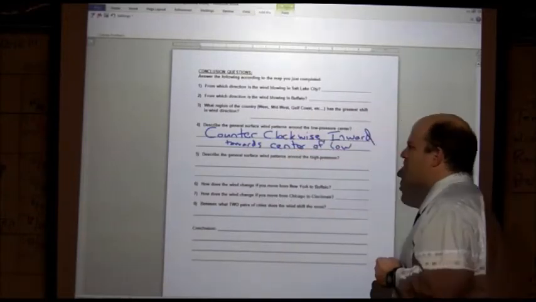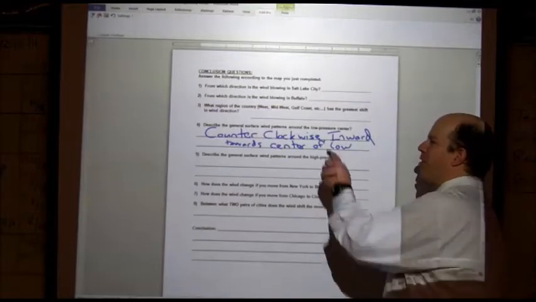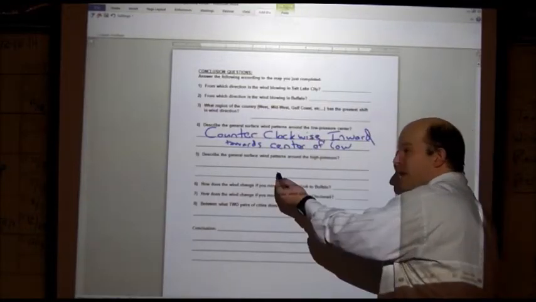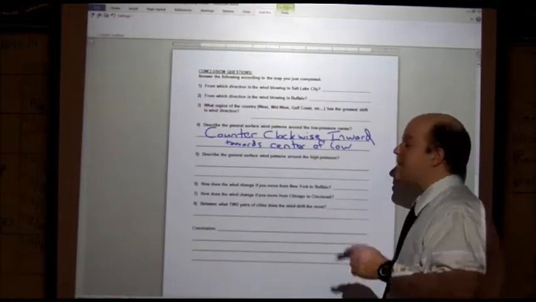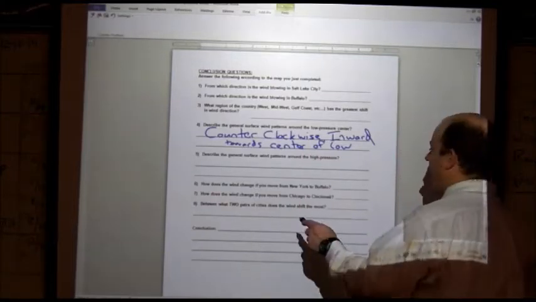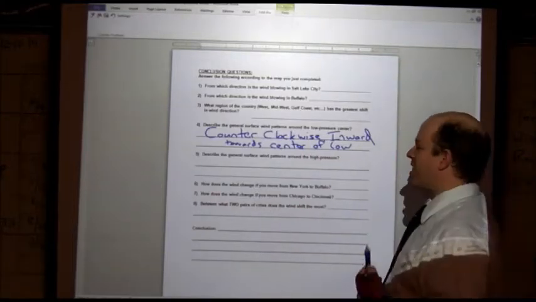Okay, describe the general surface wind patterns around the high pressure. Well, low pressure is counterclockwise inwards. You should be able to do number 5 because it might be the opposite. Not sure, but possibly. Okay, so we now need to take a look at number 8.